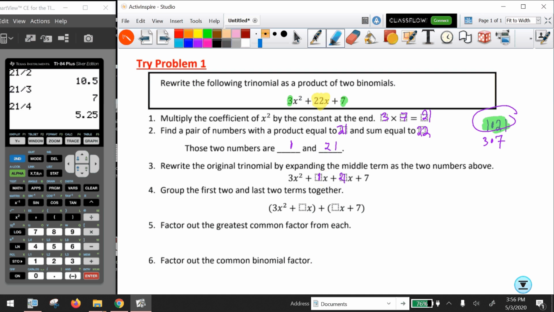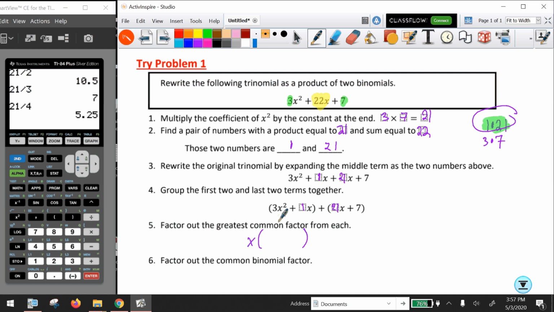And now we group these together, the first and last two terms, and we factor out the greatest common factor from each of them. Let's focus on this for a second. What is the GCF of 3x squared and 1x? Well, each of those terms is evenly divisible by x. We're going to factor out an x. There's no number other than that and 1 that they can be divided by.